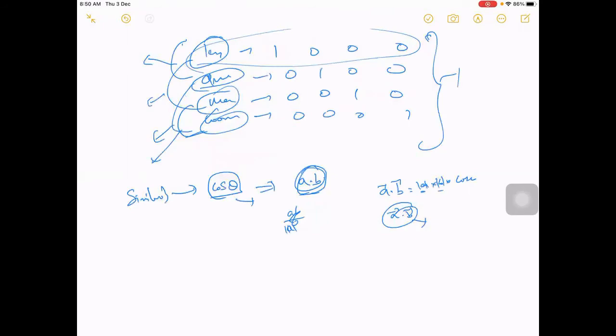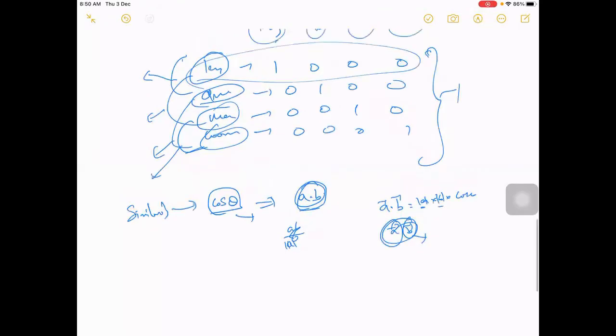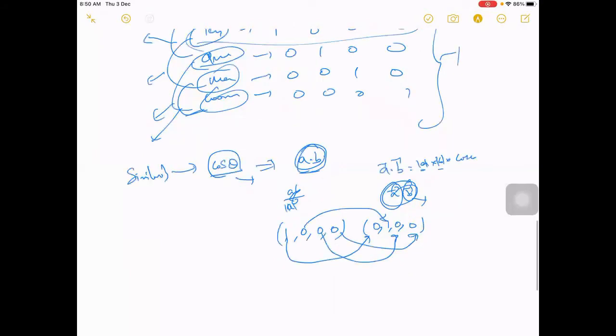So how will you calculate this dot product? Here this is 1, 0, 0, 0, and this is 0, 1, 0, 0. The dot product is first with first, second with second, third with third, fourth with fourth. So we do a multiplication: 1 into 0 plus 0 into 1 plus 0 into 0 plus 0 into 0, which is 0.